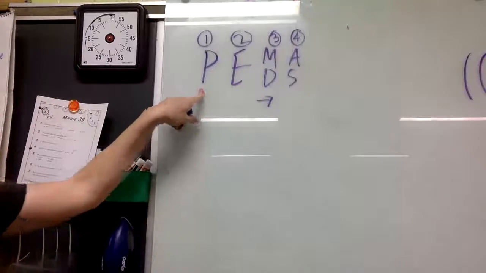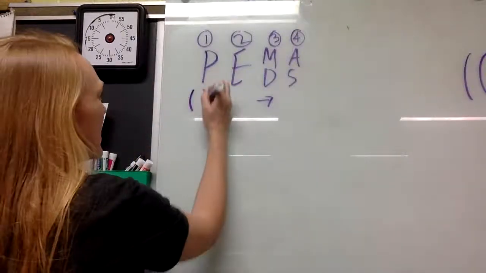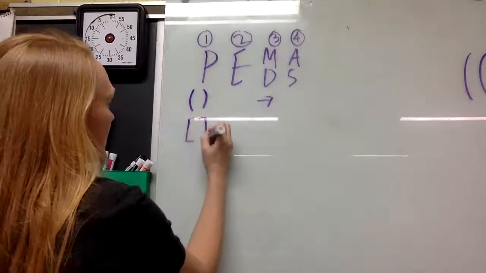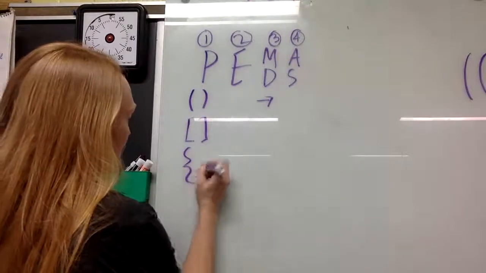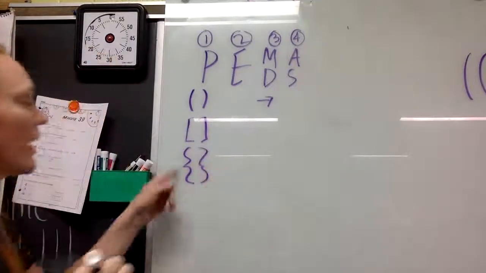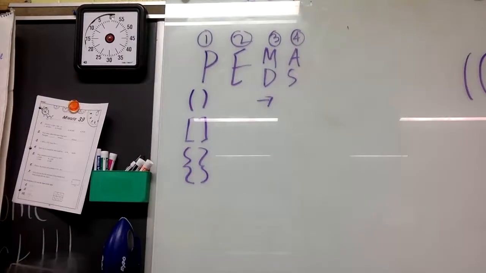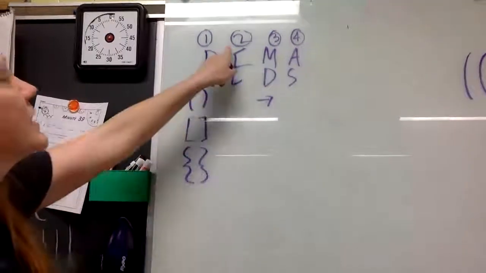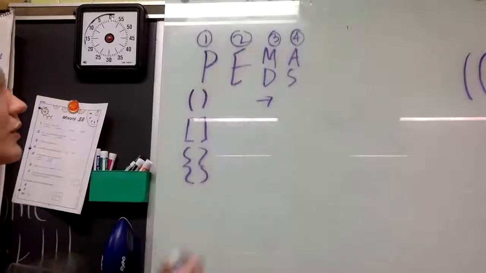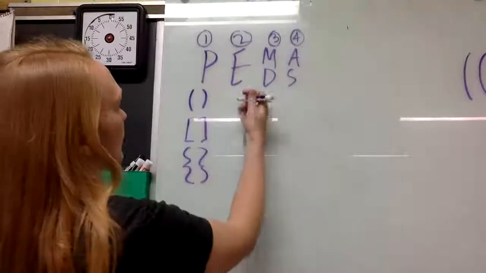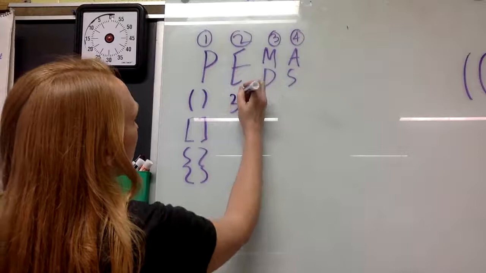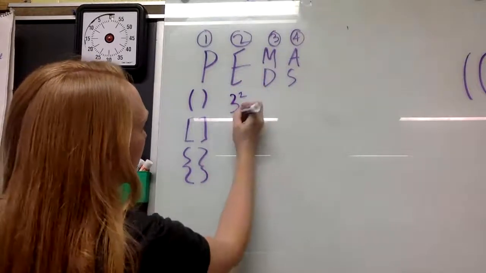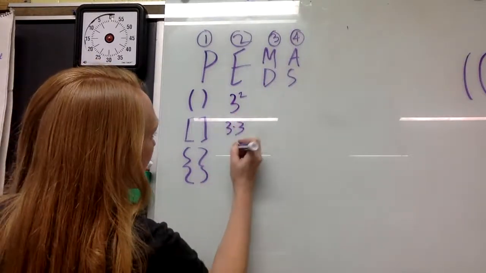First, we have parentheses. Sometimes you will see brackets. Sometimes you'll see little braces. They all have the same function. They're just different ways to group expressions together. Our second step is to evaluate all the exponents. So if we have 3 to the power of 2, then you know that means 3 times 3, or 9.